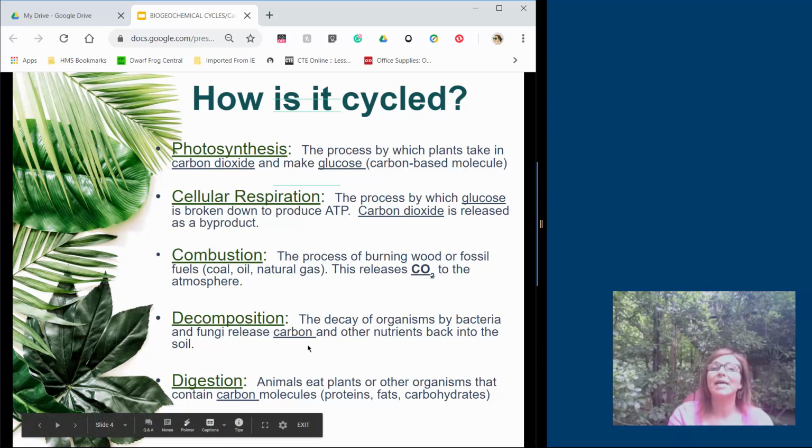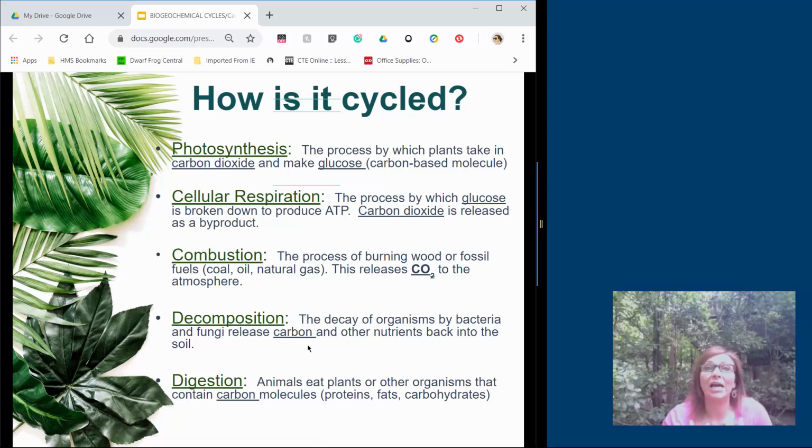And then the last one is digestion. That's just when you digest things, you eat them, right? And that's how we get carbon in our bodies. And the same thing with nitrogen, how we got that in our bodies.